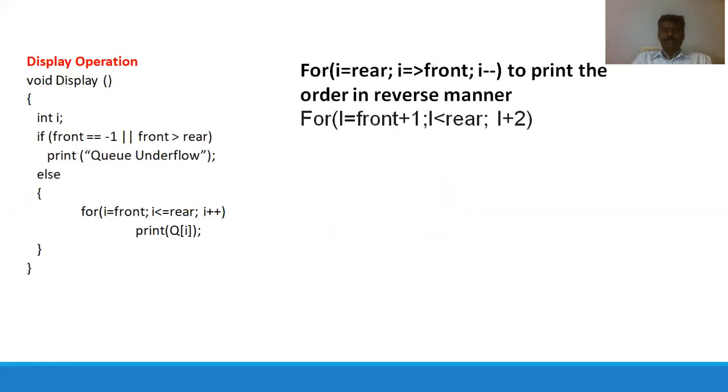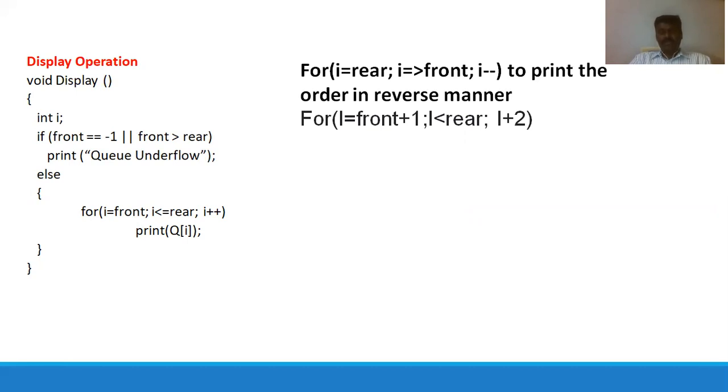Next one is the display operation. The display operation is related to two important operations: if you want to insert an element, and if you want to delete an element, you check the condition, underflow or not. Whether the queue is underflow means it's not possible to delete an element from the queue. The same condition you can use in the display operation. If the queue is underflow, it is not possible to display, so it's called queue is underflow.